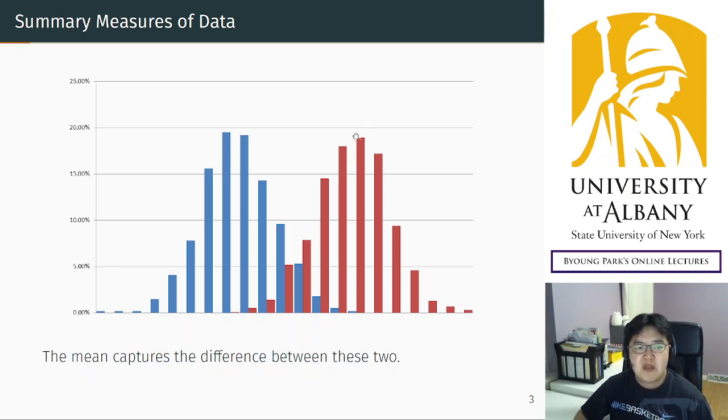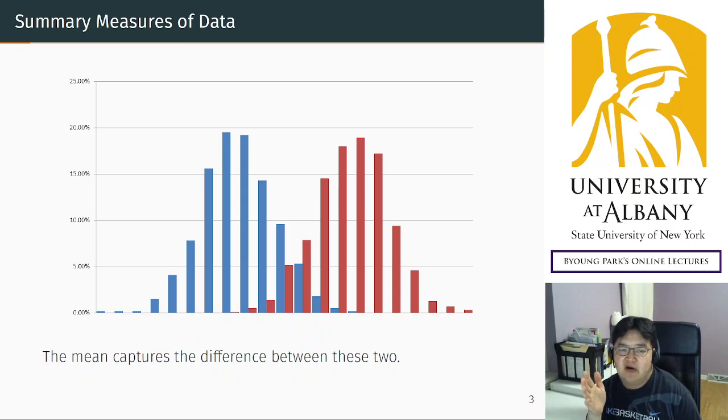So when you describe the difference between the blue and the red like this, then you can say that the center of the red is on the right side of the blue. Or in other words, the mean of the red is greater than the mean of the blue, right? So the mean captures the main difference between these two in this case, right? The major difference is the location where those data are located around.